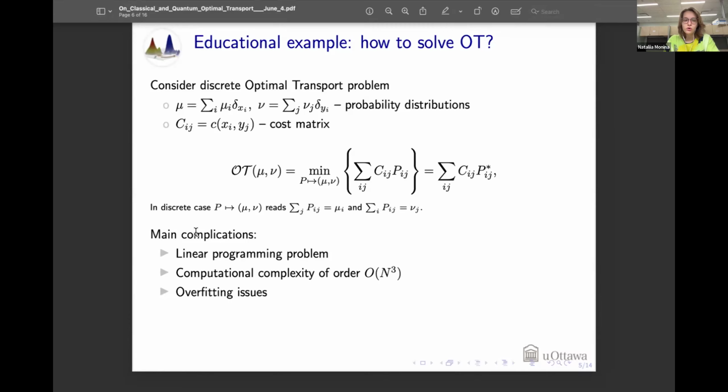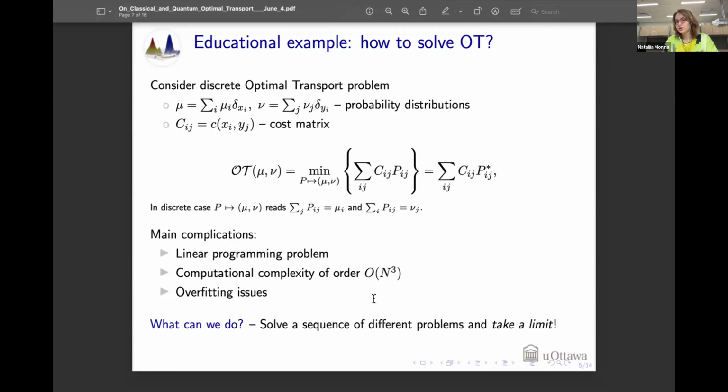So it is very complicated to solve. It's a linear programming problem when you have many points of discretization in your measures. So the computational complexity is very big. And also there are some overfitting issues when you solve the problem exactly, because we know from linear programming that the optimal points are situated on the edges of the convex polytope that gives your marginal conditions. And if you move your marginals a little bit, then the solution of the problem will change significantly. So what can we do? Another approach that I generally use, or we generally use in our group, is to solve some different problems and take a limit.